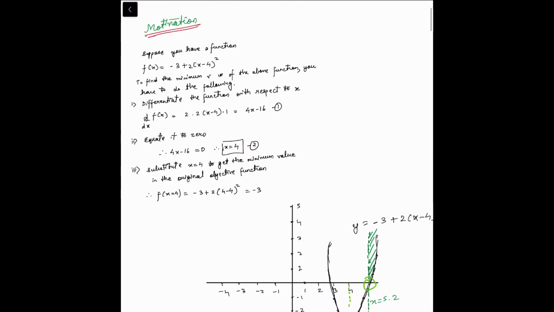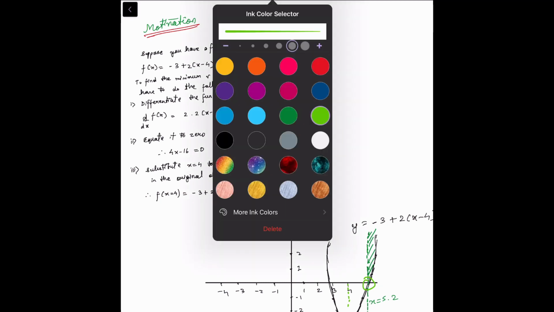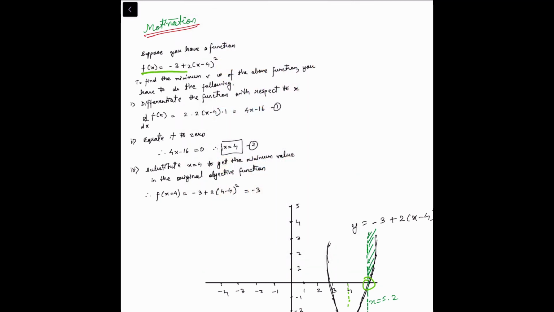Suppose you have a function f(x) = -3 + 2(x - 4)^2, and you have to find the minimum value of this function. The conventional method is to differentiate the function and then equate it to 0 to get the critical value. Here the critical value is x = 4.